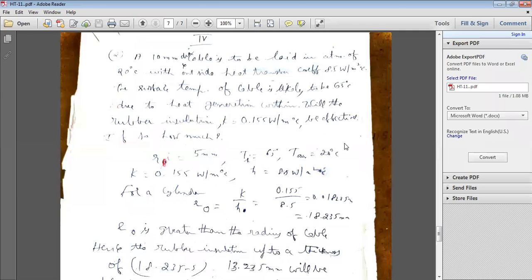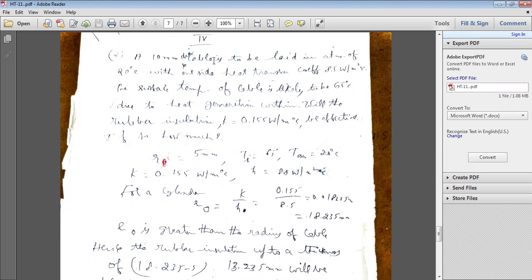Next, one more small problem on this critical radius of insulation for a pipe only, but you have to solve some problems for cylinder and sphere also from the textbooks. Here, what is the problem? All of you read very carefully.